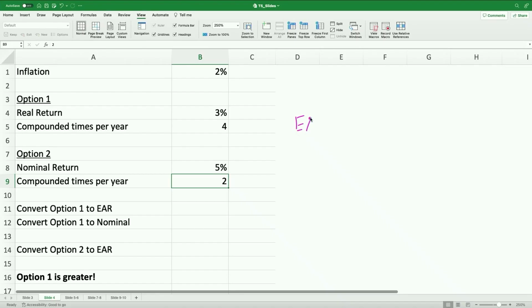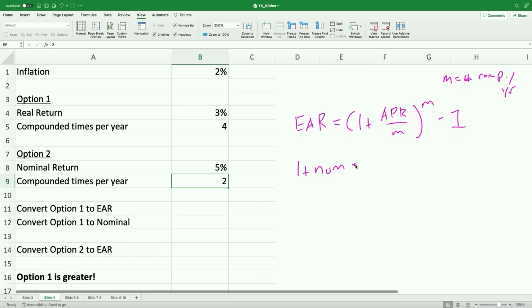So the EAR formula, the EAR equals 1 plus the APR divided by M, to the Mth power, minus 1, where, remind yourself, M is the number of compounding periods per year. Okay. And then the Fisher equation: 1 plus the nominal rate equals 1 plus the real rate times 1 plus inflation.